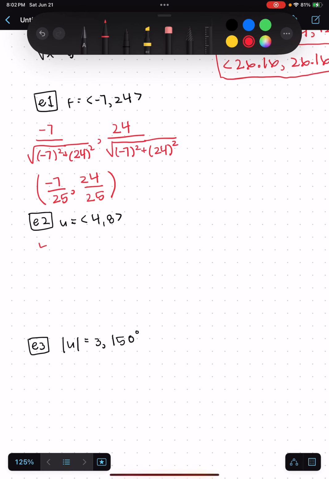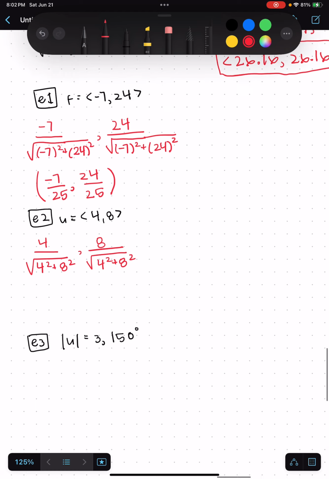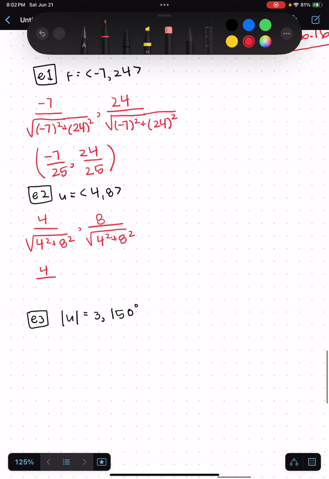So for the second example, I'm going to have 4 over the square root of 4 squared plus 8 squared, comma 8 over the square root of 4 squared plus 8 squared. Again, I'm going to figure out what 4 squared plus 8 squared is. So that really gives me 4 over the square root of 80 and 8 over the square root of 80. Now the square root of 80 can be simplified. I don't care that you simplify the square root. Really what I want you to do is just be able to set it up like that, and you're good. That's good enough for me.